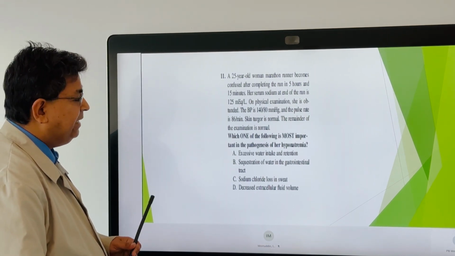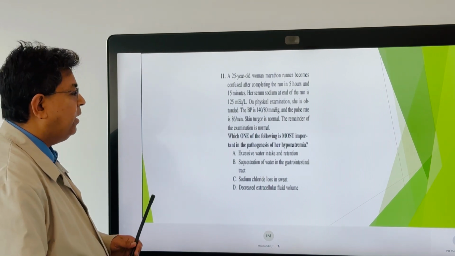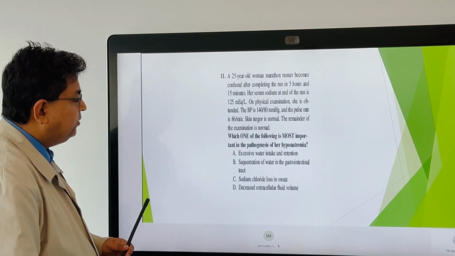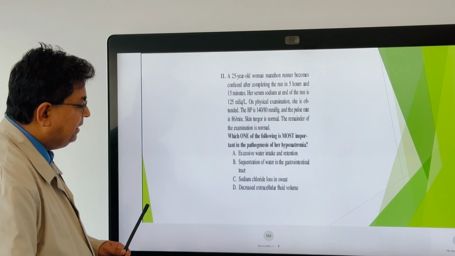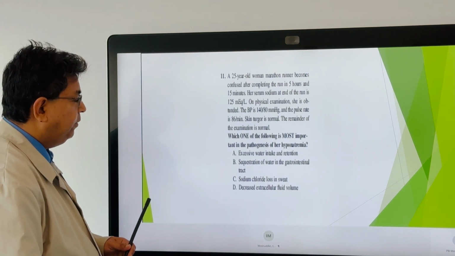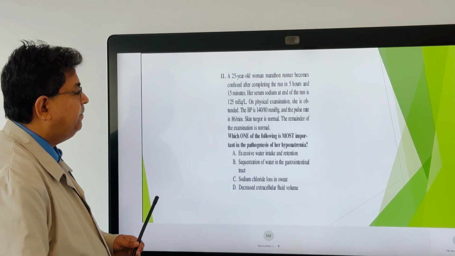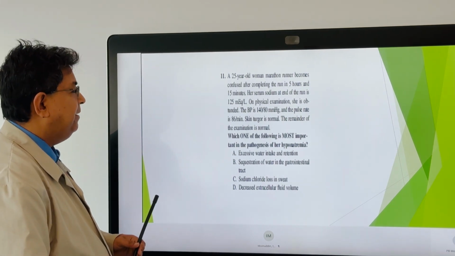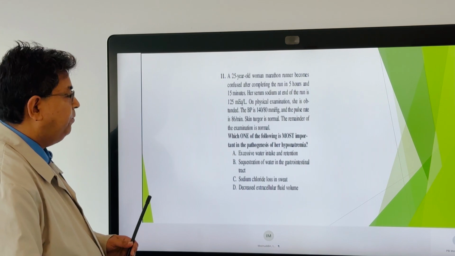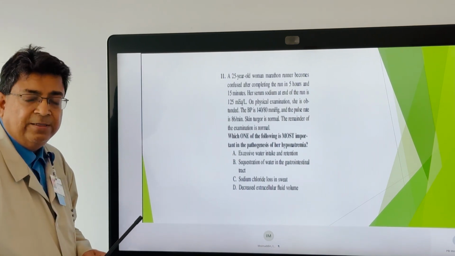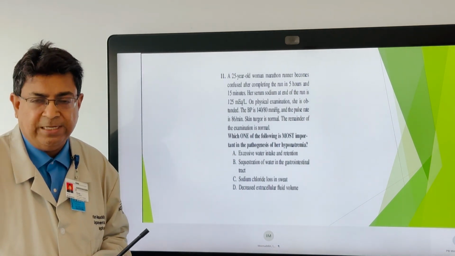Excessive water intake and retention, sequestration of water in the gastrointestinal tract, sodium chloride loss in sweat, decreased extracellular fluid volume. The patient is obtunded, so remember that symptoms are the most important, even if the magnitude of hyponatremia is not that great.